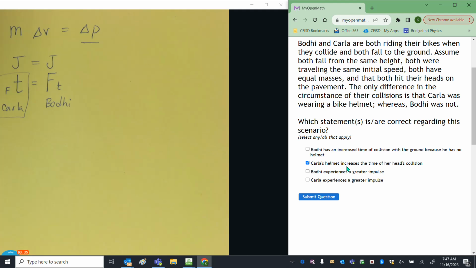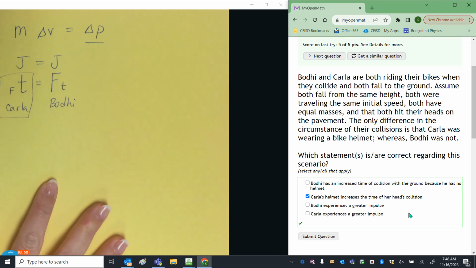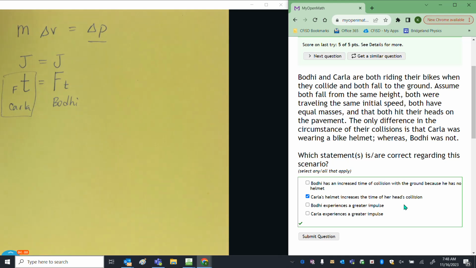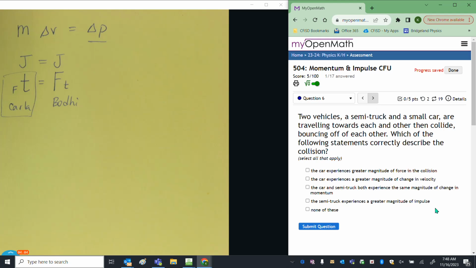So Carla does have increased time, and my options don't have a choice for equal impulses. Your options might. You need to read them because they say something different than mine do. If I had a choice here to say that they had equal impulses, I would pick it. I just don't have it on mine. So you need to be able to work through this thought process here, but we've seen it again and again in class. That's the same idea here.